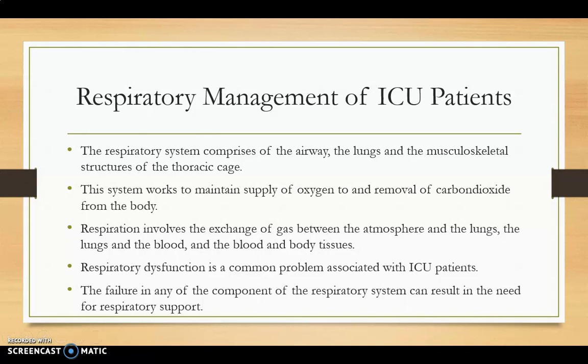Before we go further, we need to quickly take a look at the anatomy and the basic physiology of the respiratory system. The respiratory system comprises the airway, the lungs, and the musculoskeletal structures of the thoracic cage. This system works to maintain oxygen supply to and removal of carbon dioxide from the body. Respiration involves the exchange of gas between the atmosphere and the lungs and the blood, as well as between the blood and the body tissues.